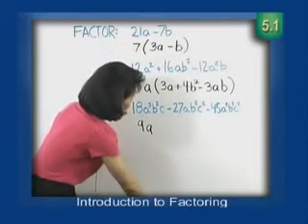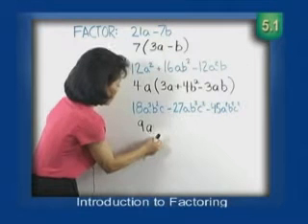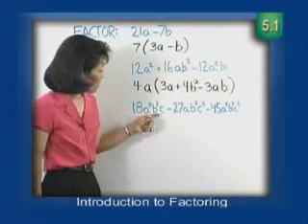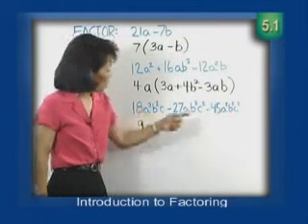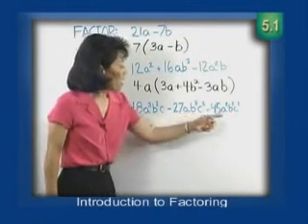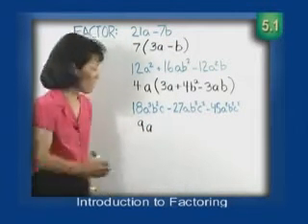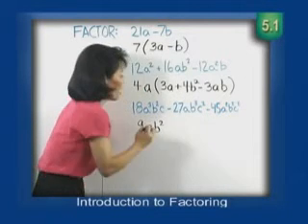I didn't mean to make that a look like a 9, so I'm going to shorten that a bit there. Now, let's look at the b portion. I've got b squared, b cubed, and b squared again. So all three of these terms have at least a b to the second power. So b to the second power becomes part of my GCF.